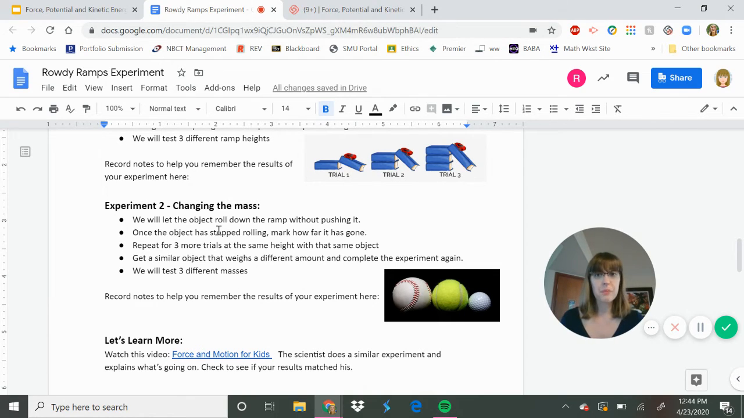You're going to leave the ramp at one specific height, and you're going to, again, roll the cart or ball down 4 times. 4 times for the light one, 4 times for the medium, 4 times for the heavy. And keep track of which one goes farthest. And again, you can put those notes here.